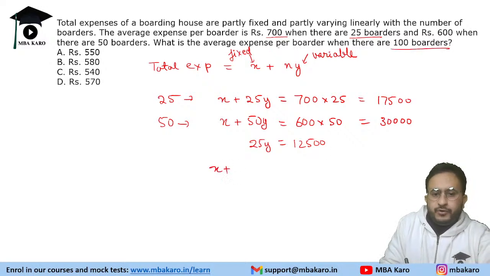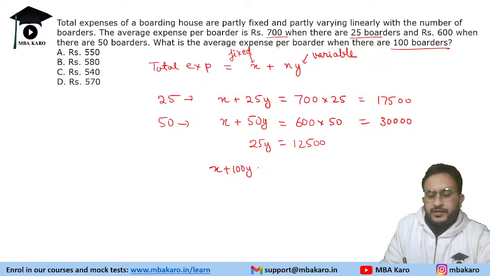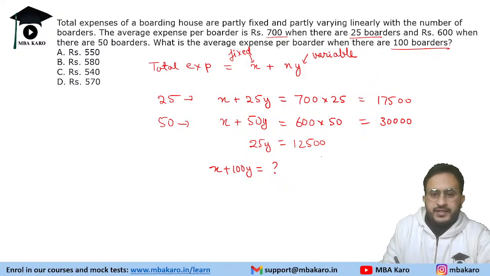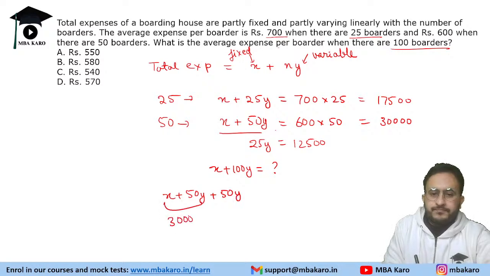Now we need to find the expense per boarder when there are 100 boarders. If there are 100 boarders, the total cost will be x plus 100y. We need to find what will be that value. Now x plus 50y is already known to us, that is 30,000. Plus we need 50 more y. So this part is 30,000 and 50y will be 25,000, because 25y is 12,500.